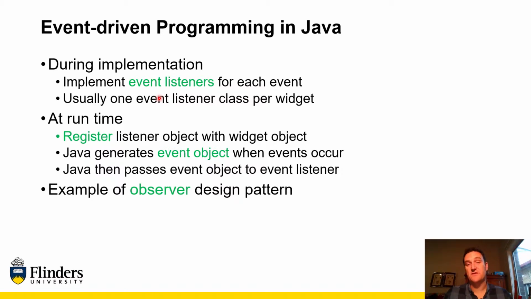You could have more, so there could be lots of things waiting on something to happen, but most of the time we'll have one listener for one button. We need to register the listener with that widget object. So when we're programming it, we say, okay, I want to register the listener on this widget object, and then when someone clicks on the button, Java generates an event object and passes that off to the listener, saying that something has happened. So this is known as an observer design pattern.